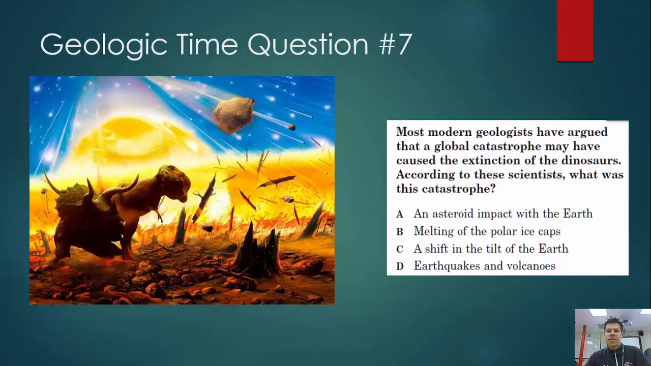Modern geologists have argued that a global catastrophe may have caused the extinction of the dinosaurs. According to these scientists, what was this catastrophe? It's just a memory question to see if you remembered what we learned in class about the extinction of the dinosaurs. And our most accepted theory was multiple asteroid impacts on the Earth, which really would have changed the climate and the landscape and basically everything about life on Earth. So our best answer here is A, an asteroid impact with the Earth. All these other things may have happened and they may have contributed, but A is our best answer.